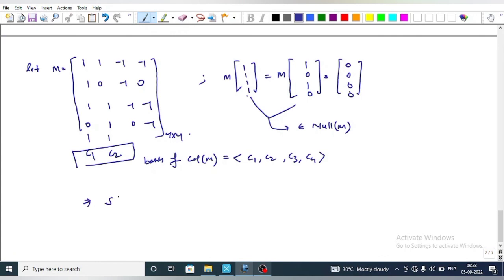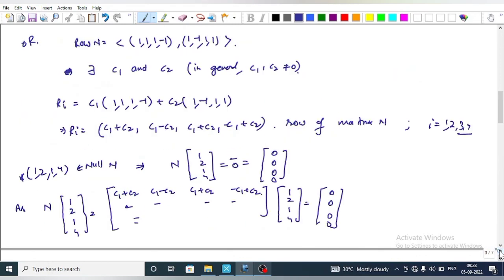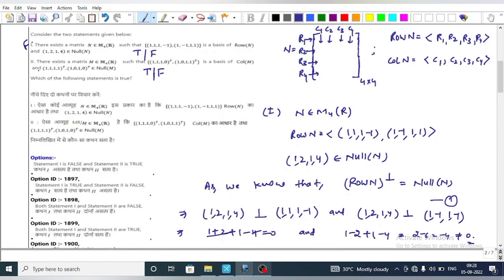This implies that statement 2 is correct. So come to the options. Statement second is true. This implies that option 1 is correct. Options B, C, and D are incorrect.